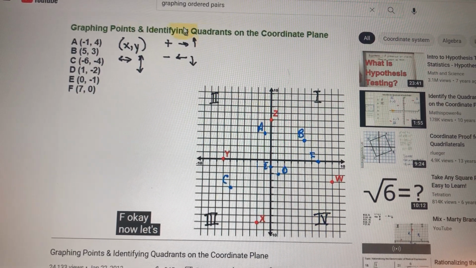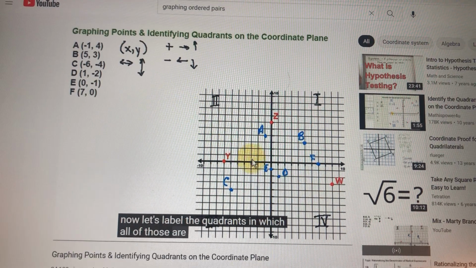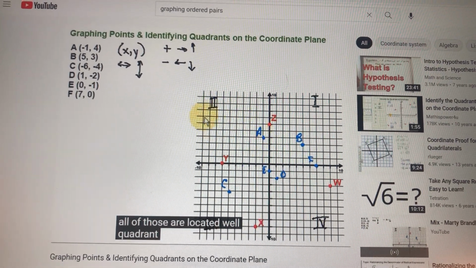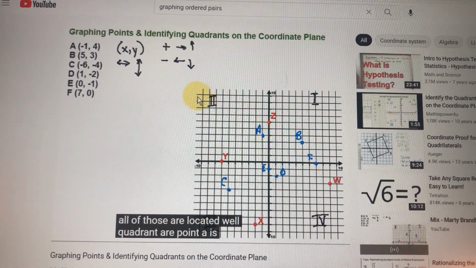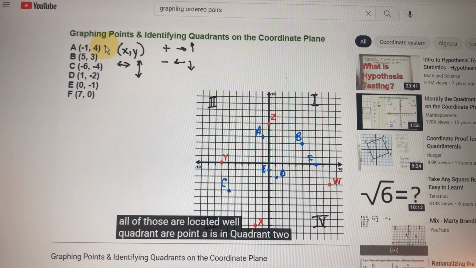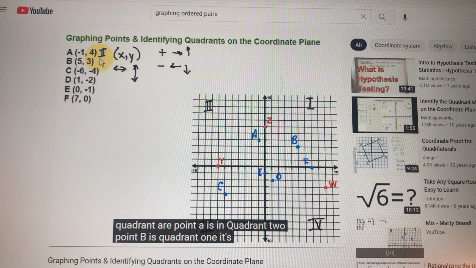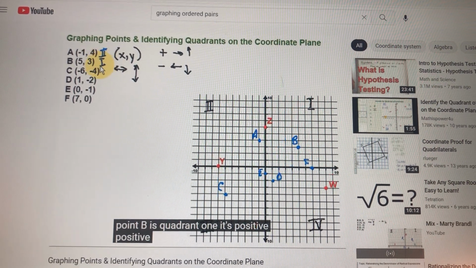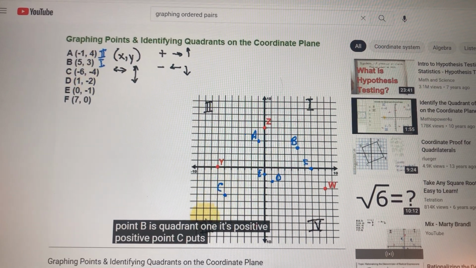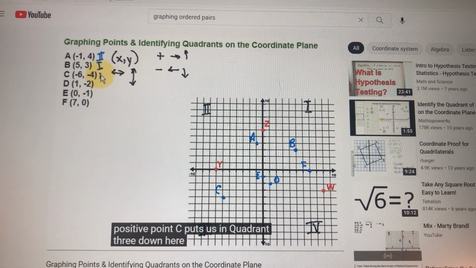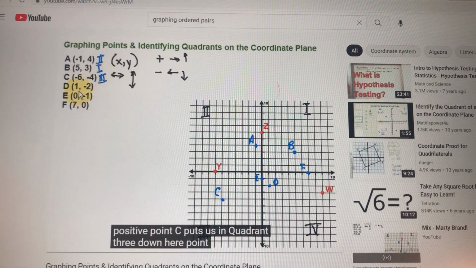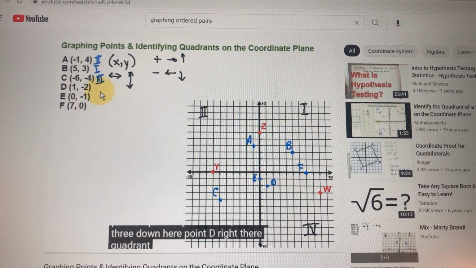Okay, now let's label the quadrants in which all of those are located. Well, our point A is in quadrant 2. Point B is quadrant 1. It's positive, positive. Point C puts us in quadrant 3 down here. Point D, right there, quadrant 4.